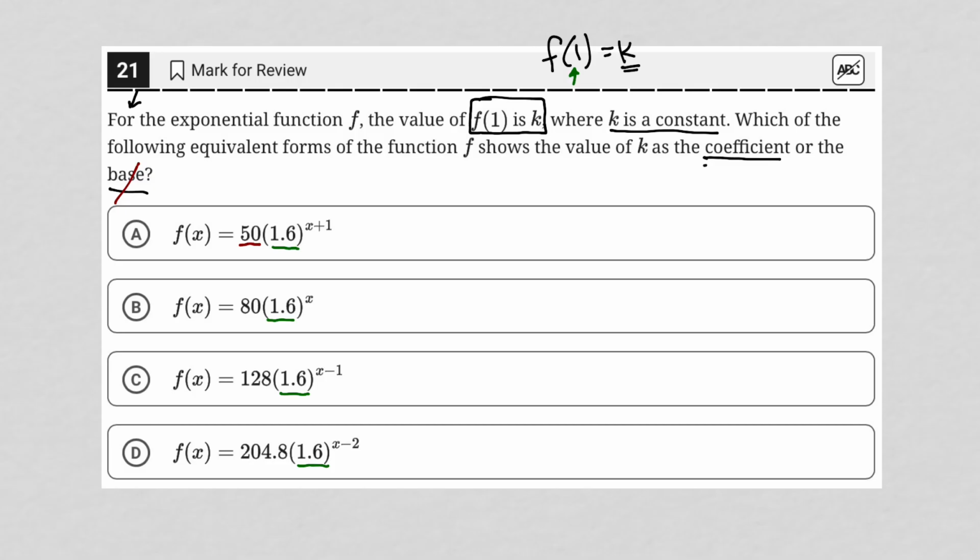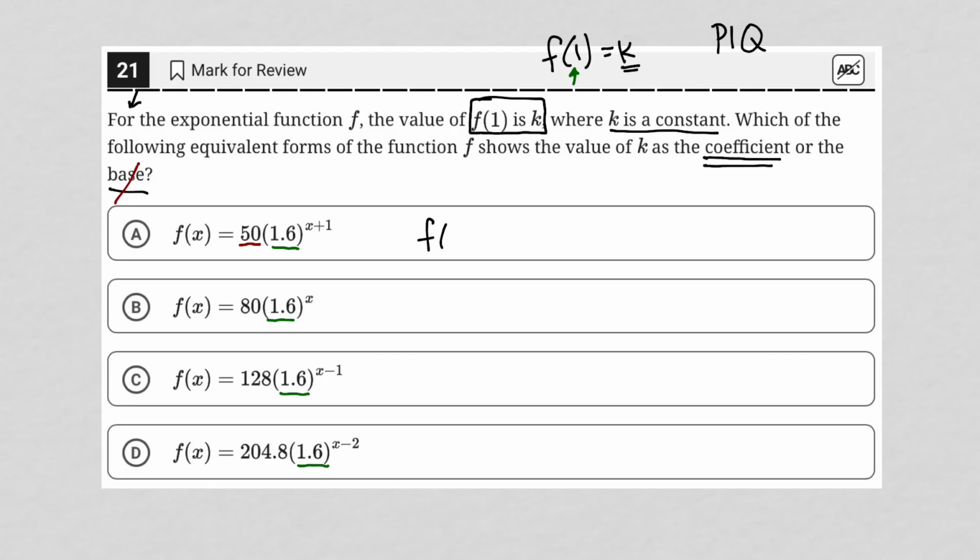So the way that I'm thinking about this, at least, is, first of all, let's just see what happens when we plug in this information from the question. This strategy I call PIQ, plug in information from question. The question is telling us that f of 1 is k, so let's just do that.